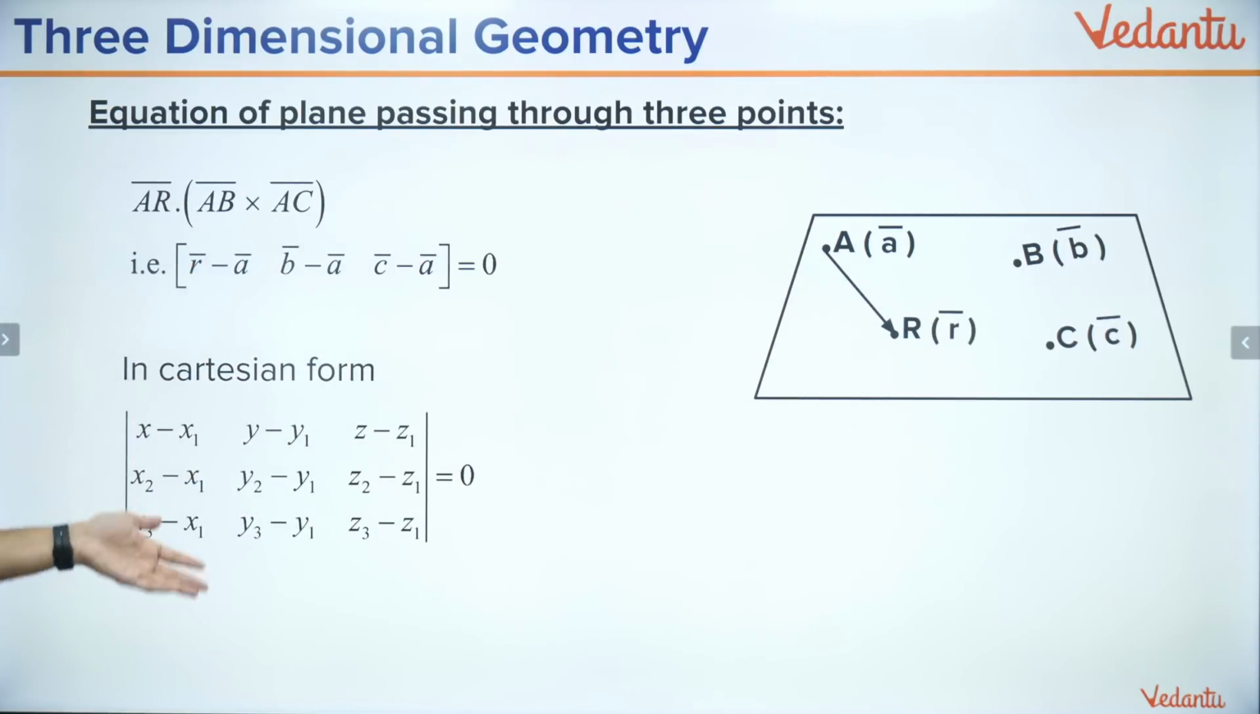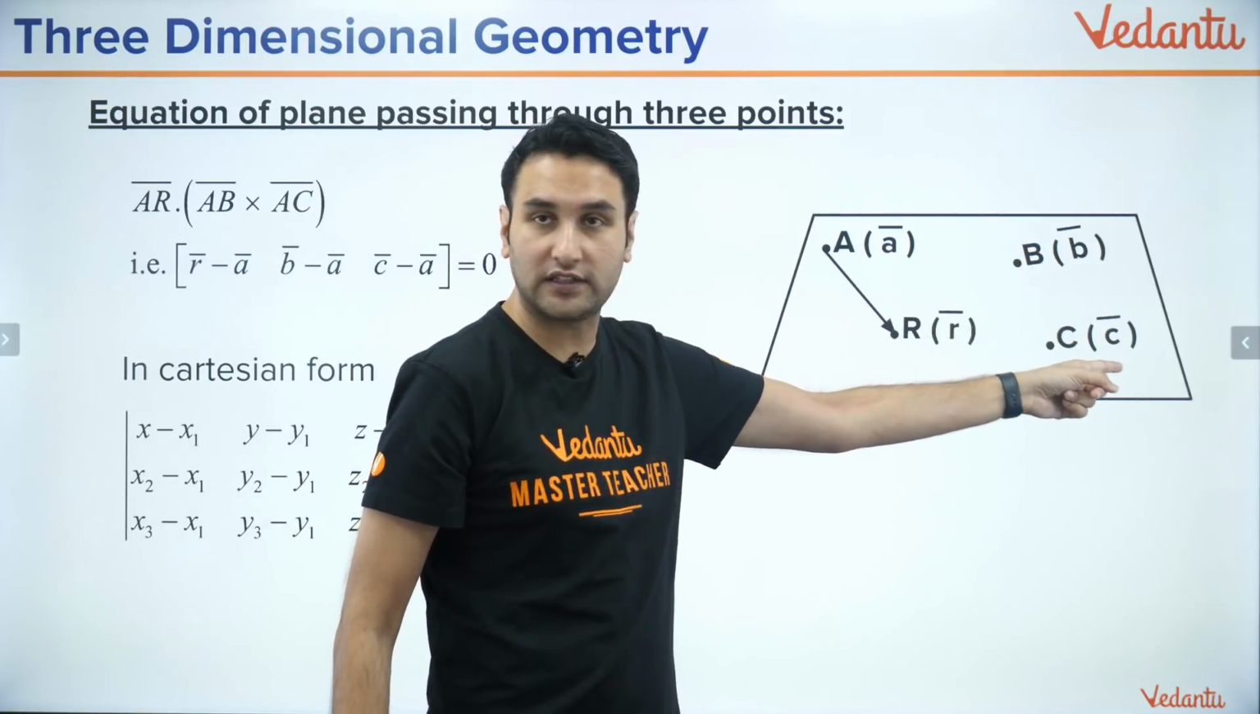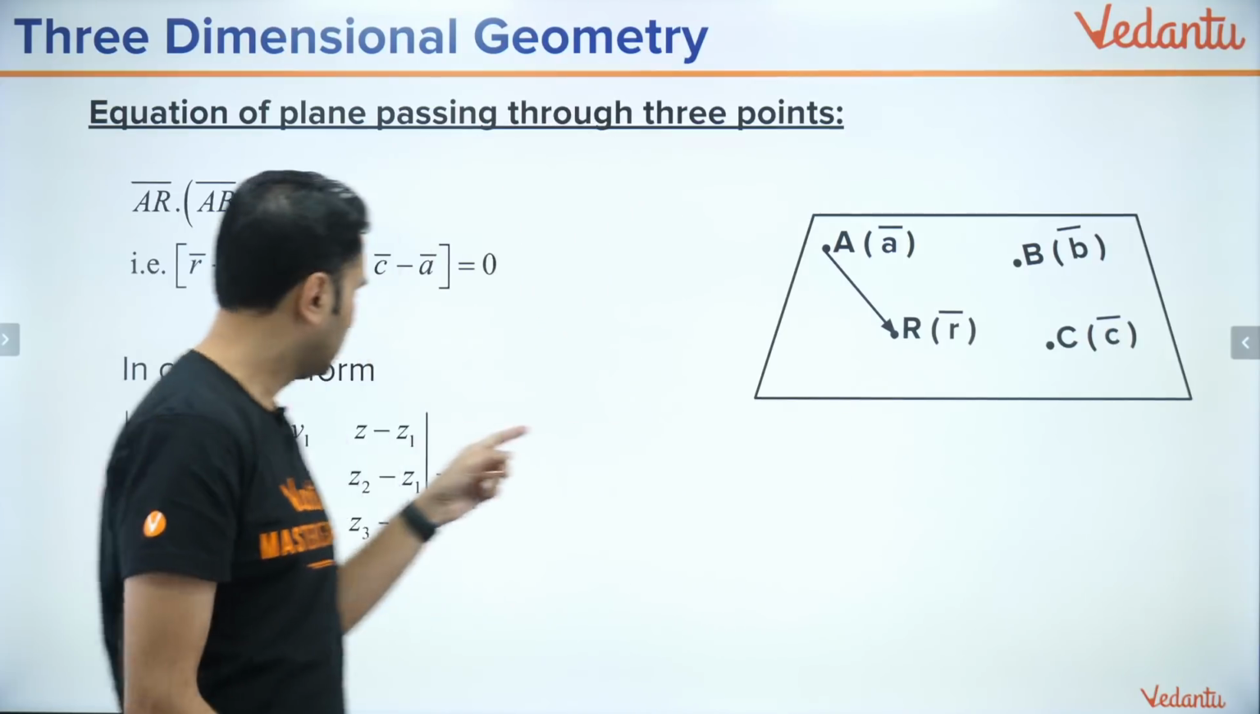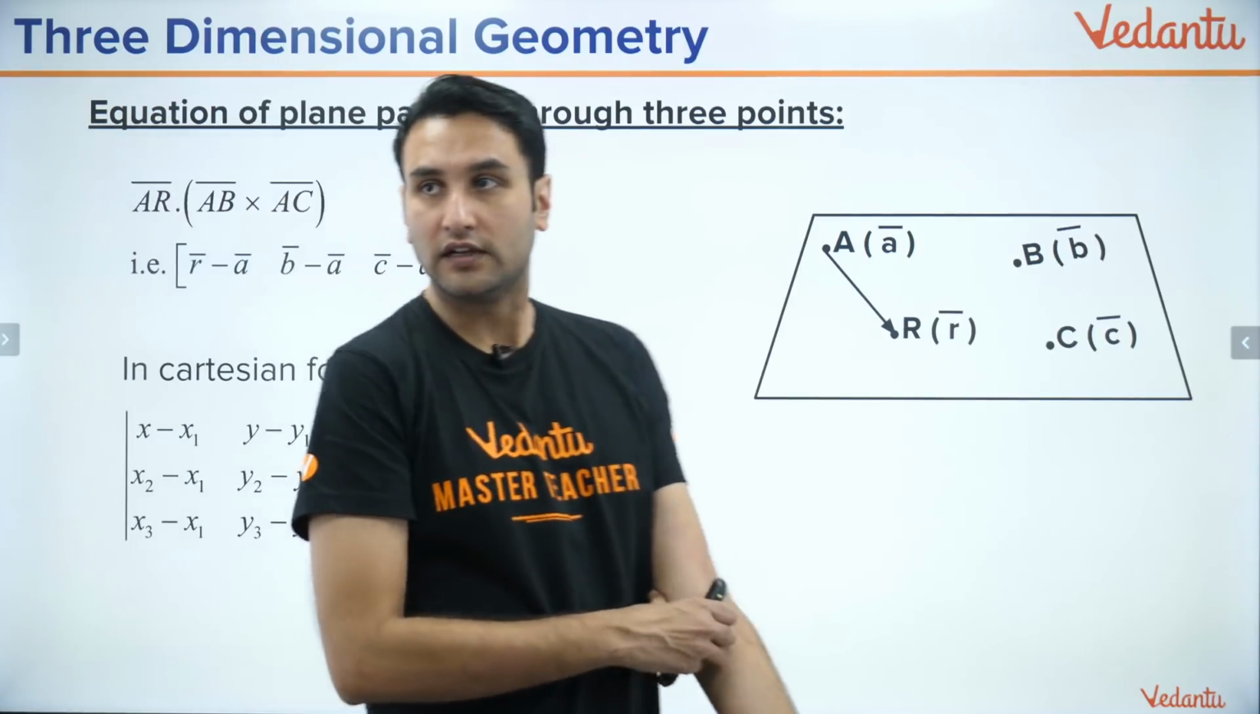If you want to write it in the terms of the points, ठीक है, so this point is x1 y1 z1, x2 y2 z2, x3 y3 z3, x y z. तो ये आ जाएगा, है ना?